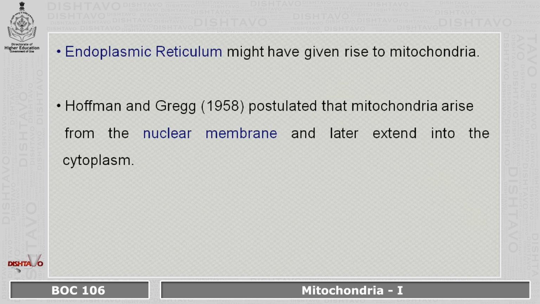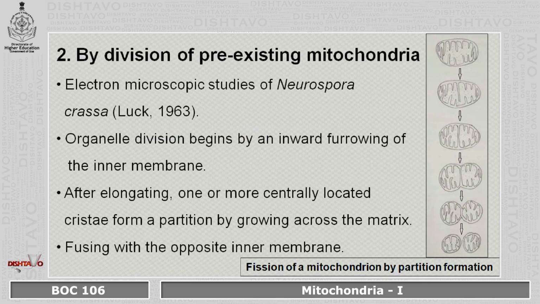There was another hypothesis which states that endoplasmic reticulum might have given rise to mitochondria. Then in 1958, Hoffman and Gregg postulated that mitochondria arise from the nuclear membrane and later extend into the cytoplasm. The second hypothesis states that mitochondria have originated from pre-existing mitochondria.